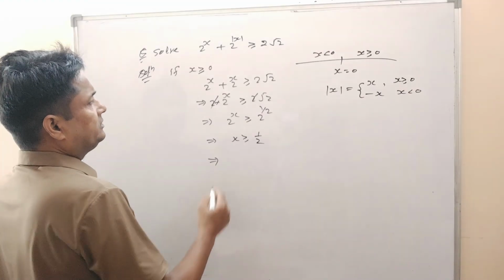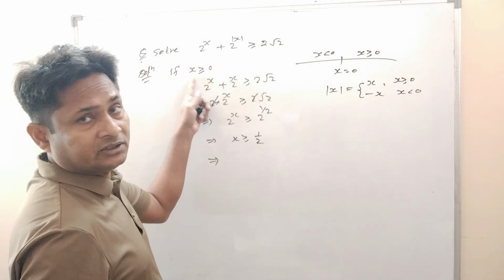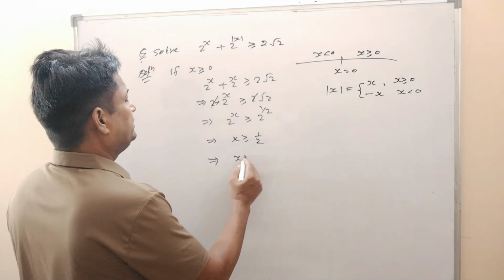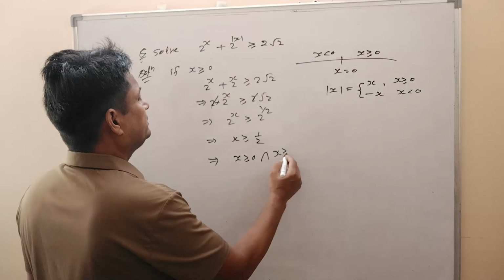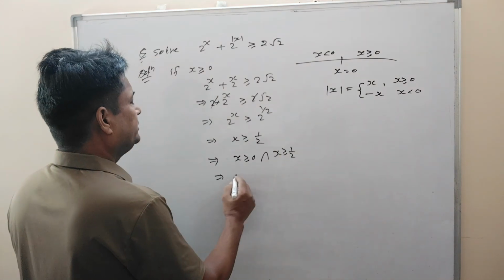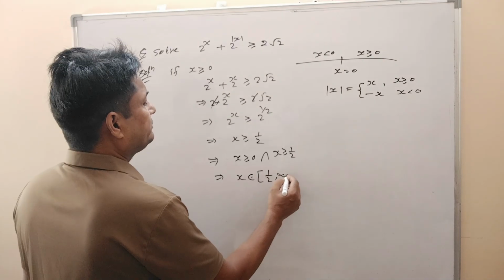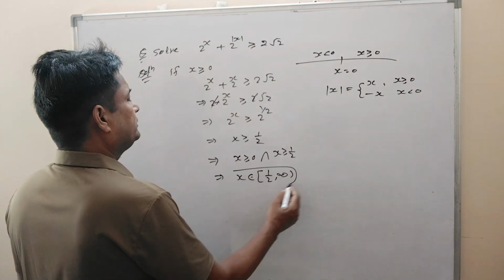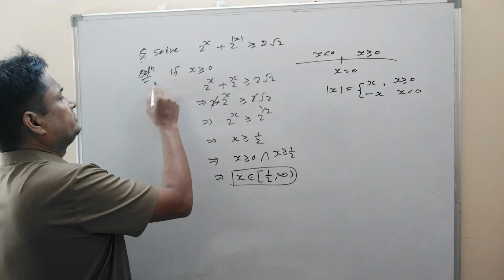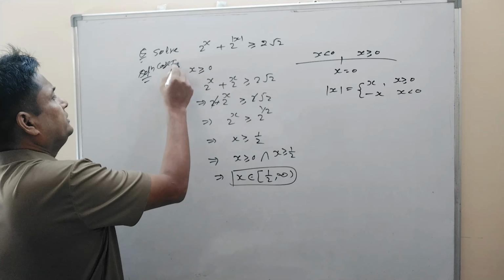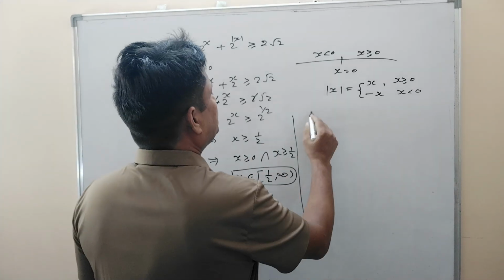Now we have to take the intersection between the condition and the solution. So x greater than or equal to 0, intersection x greater than or equal to half. That means if you take the intersection, the answer will be what? Half to infinity. So this is the answer in case 1. Now solve case 2.